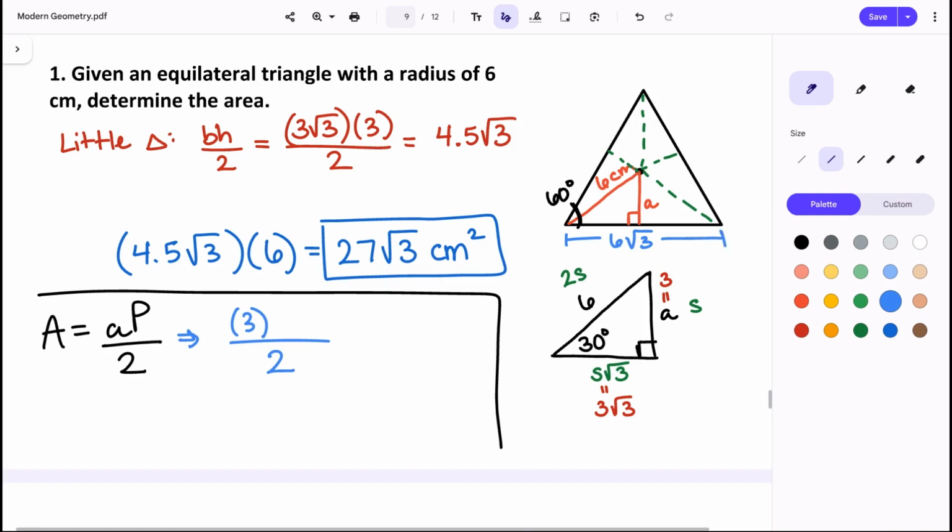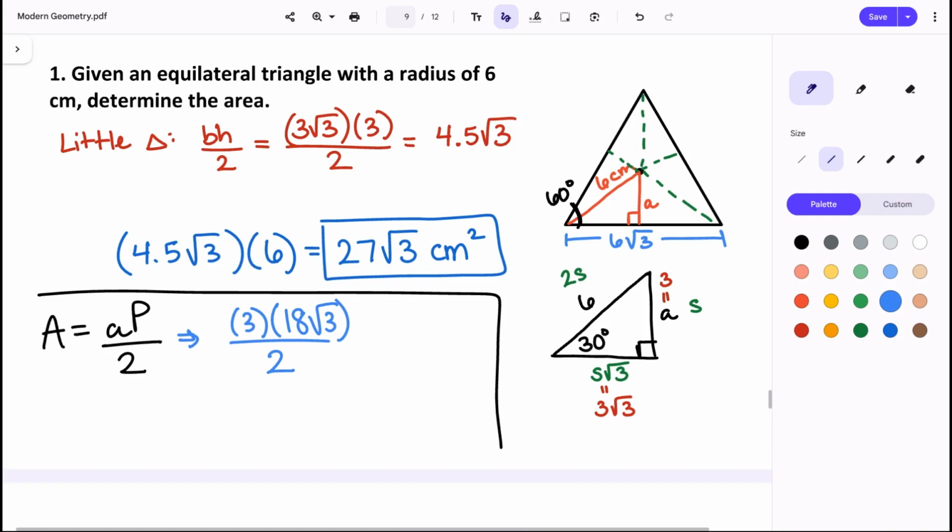How would you find the perimeter if you know that each side is 6 square root of 3? Take this times 3. What is 6 times 3? 18. So you could put 18 square root of 3 in for your perimeter, because you're just using the special right triangle to get to your side. Let's just do this math here. What's 3 times 18?